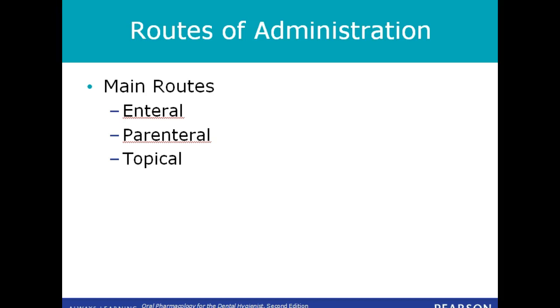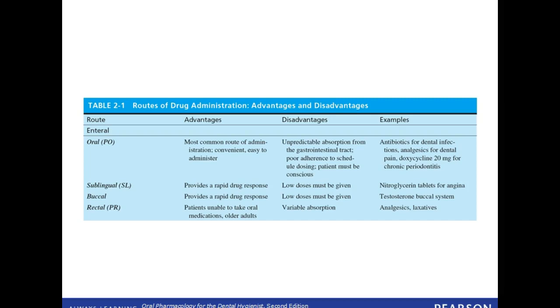The main routes of administration for drugs are enteral, parenteral, and topical. The enteral route involves the digestive tract. The oral route is the most common, but has the disadvantage of unpredictable absorption and poor patient compliance with dosing. The sublingual route is used for nitroglycerin, and the rectal route is commonly used for antiemetics, since the oral route would cause the medication to come up with the vomit.